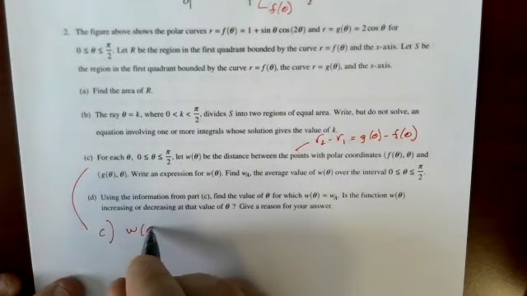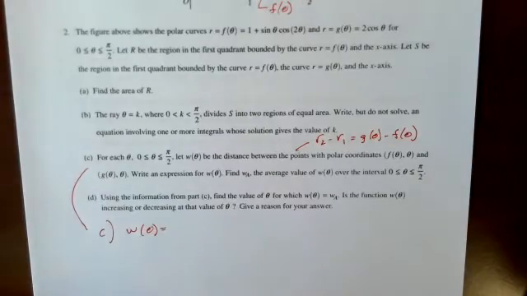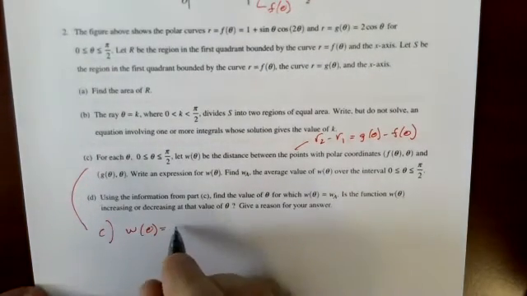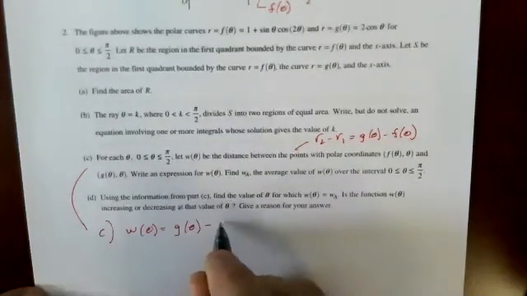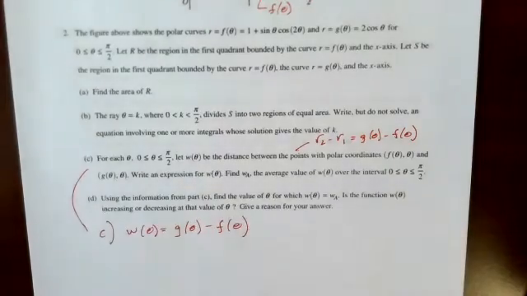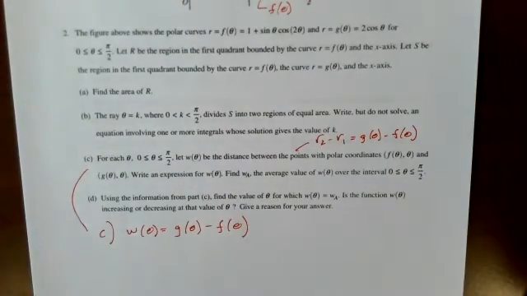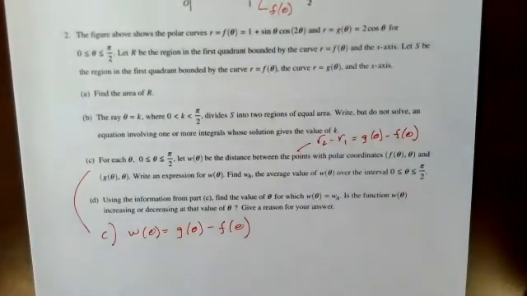W theta equals G of theta minus F of theta. Done. If you really feel the need to go right into your equations, go ahead. That's it. That's good. That's done.